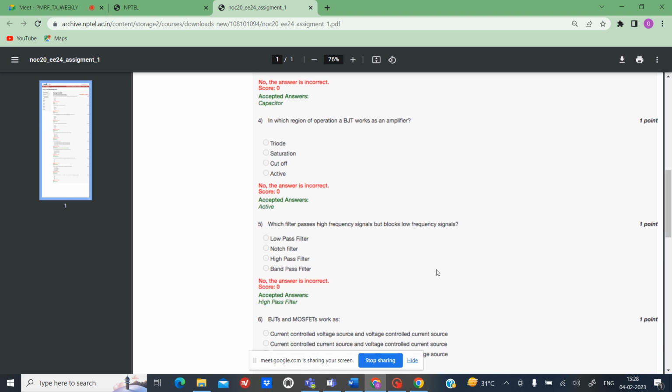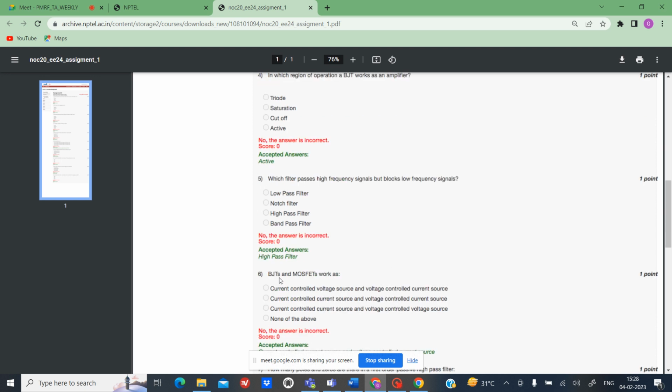Okay, fine. Now the next question is: BJT and MOSFET work as. First is current controlled voltage source and voltage controlled current source. Second is current controlled current source and voltage controlled current source. Third is current controlled current source and voltage controlled voltage source. And fourth is none of the above. So we will see.